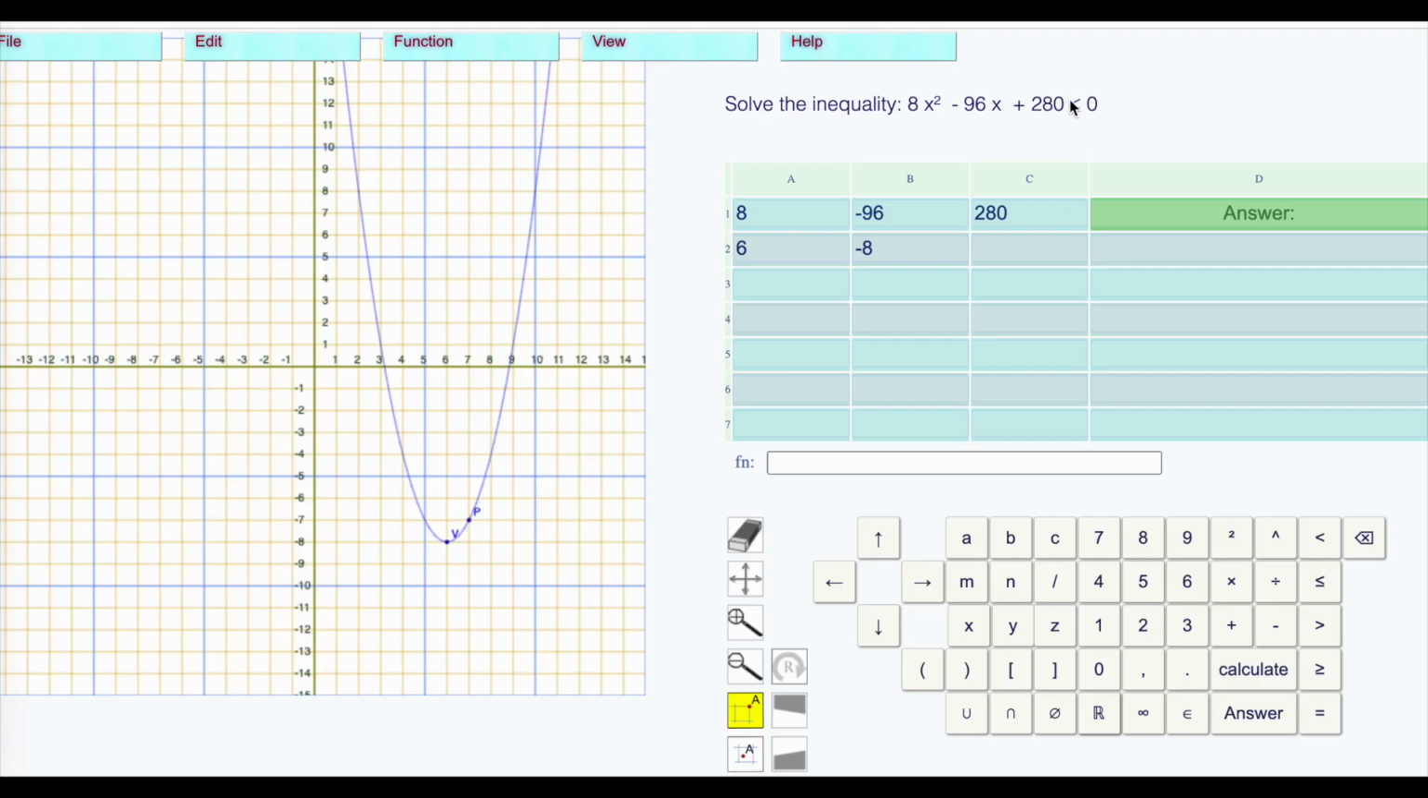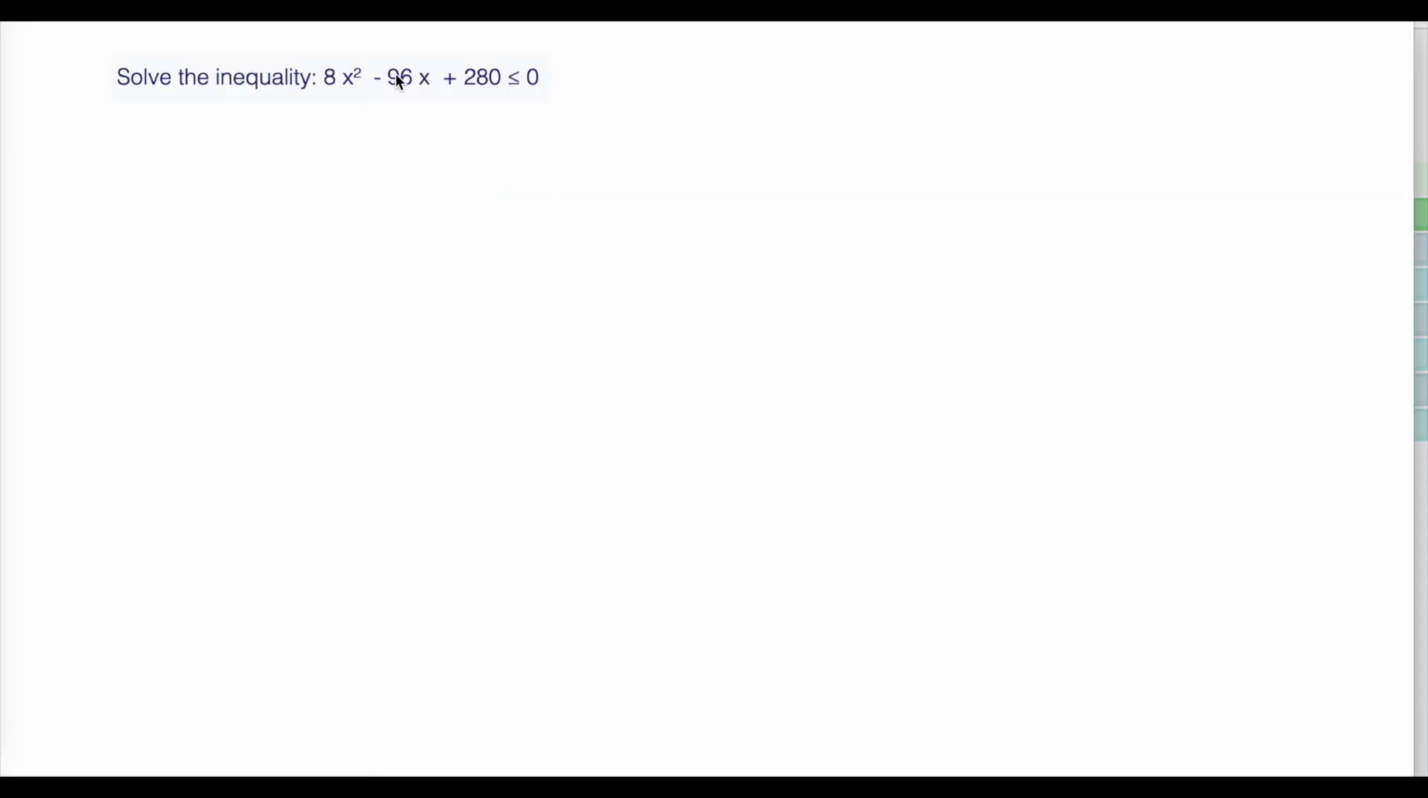We want to get the zeros. I'm going to equate this to 0 and factor. First, I've noticed that 8 goes into all of these terms, so I'm dividing everything by 8. That gives me x squared minus 12x plus 35 is equal to 0. Looking for the factors of 35, 7 and 5, that add up to give 12, still 7 and 5.